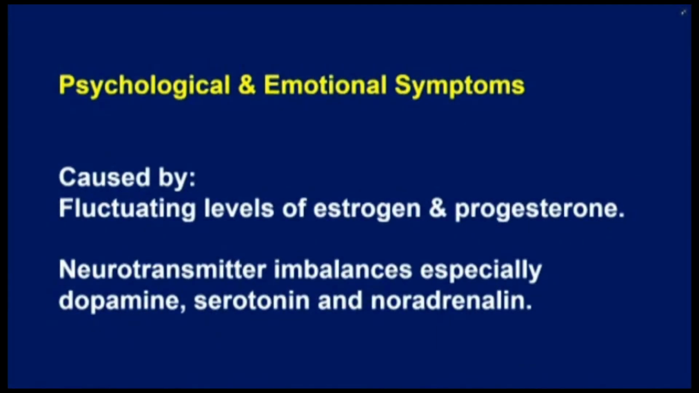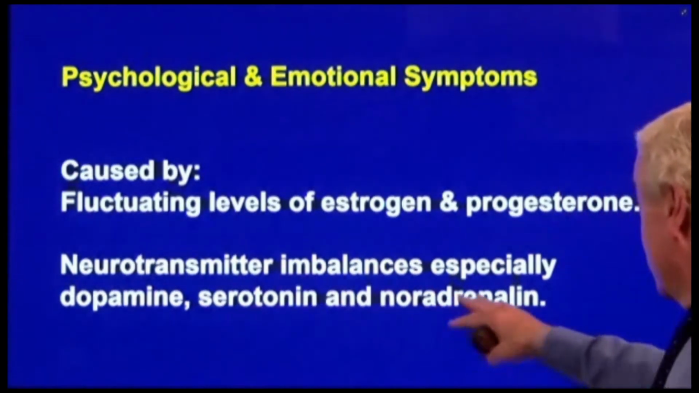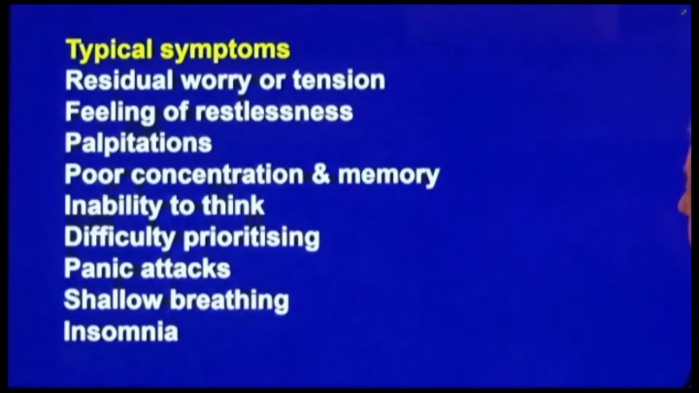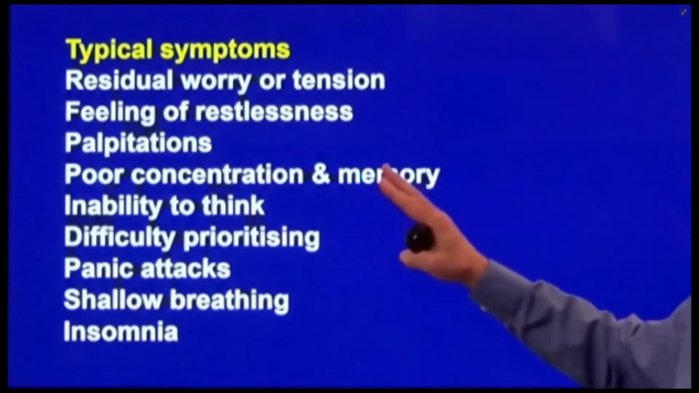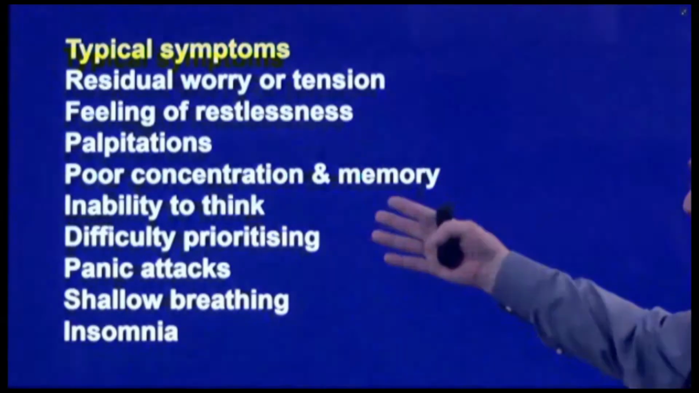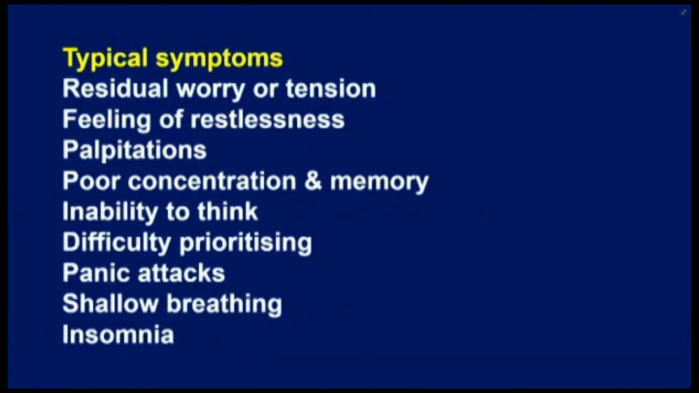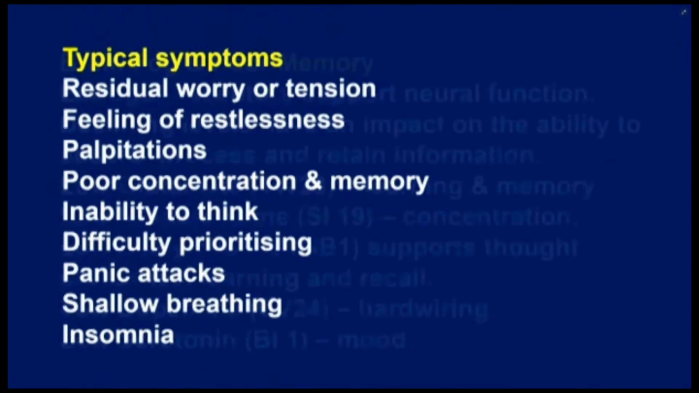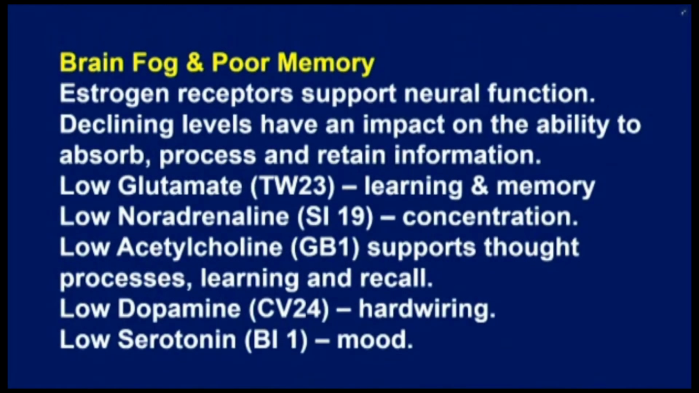Right, so psychological and emotional problems are generally caused by fluctuating levels of estrogen and progesterone, but can also be due to neurotransmitter imbalances, especially dopamine, serotonin, and noradrenaline, norepinephrine. Typical symptoms might be residual worry or tension, feeling of restlessness, palpitations, poor concentration and memory, inability to think clearly, difficulty prioritizing, panic attacks, shallow breathing, and sleep disturbances. Brain fog and poor memory are common symptoms which are complained about.